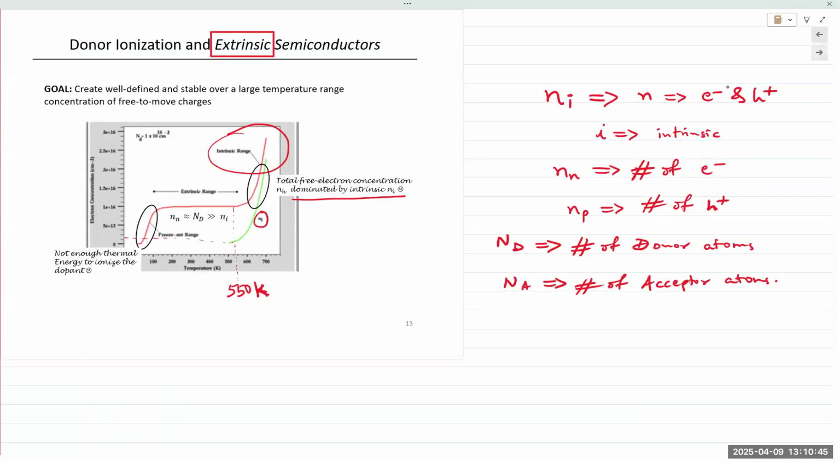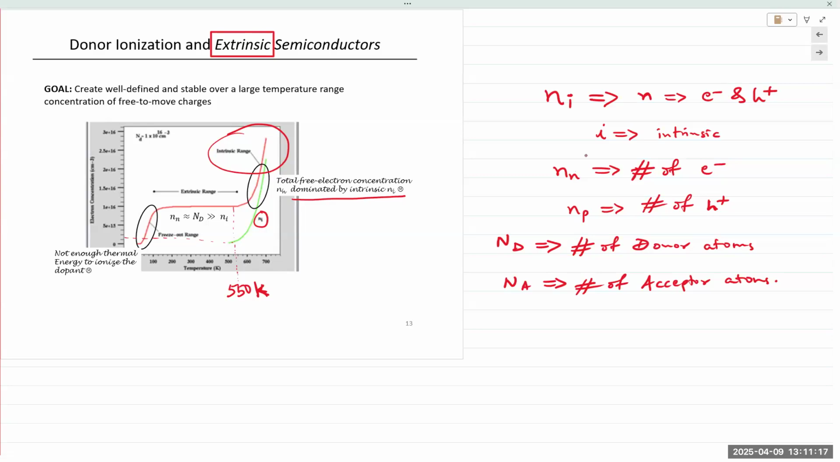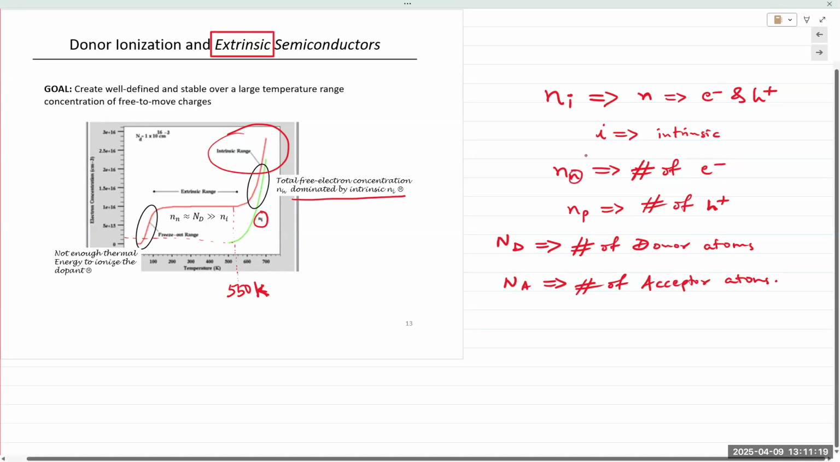So Ni stands for the number of intrinsic carriers. N is also used for number of electrons, meaning the negative charges, and P is used for the number of holes, number of positive charges. You could have N-type material and you can have P-type material. So the subscript is used to note what type of semiconductor it is. If the subscript is N, then it's an N-type material. If the subscript is P, then it is a P-type semiconductor.